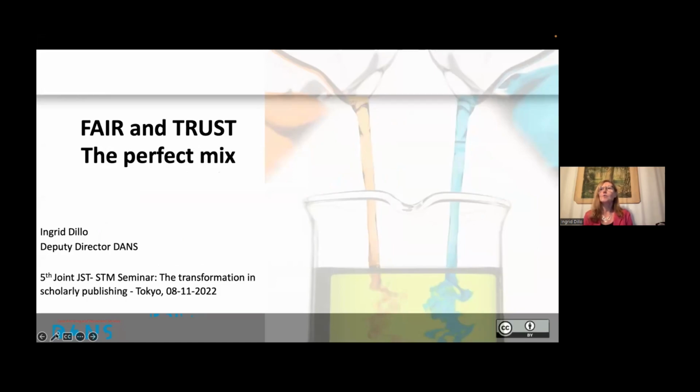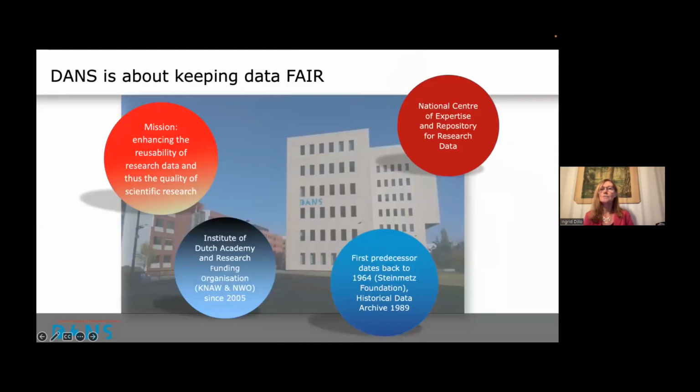In my talk, I want to start with some thoughts and observations on the FAIR principles. And from there on, I would like to move into the more recently formulated TRUST principles and repository certification. And in my talk, I hope to convince you of the fact that these two are very complementary and both are very much needed to turn data sharing and reuse of data into a reality.